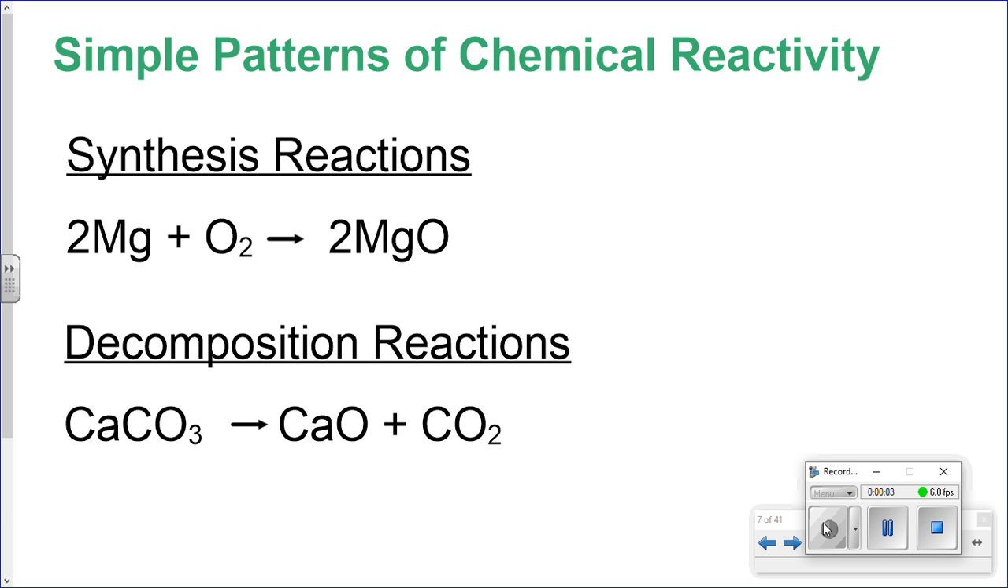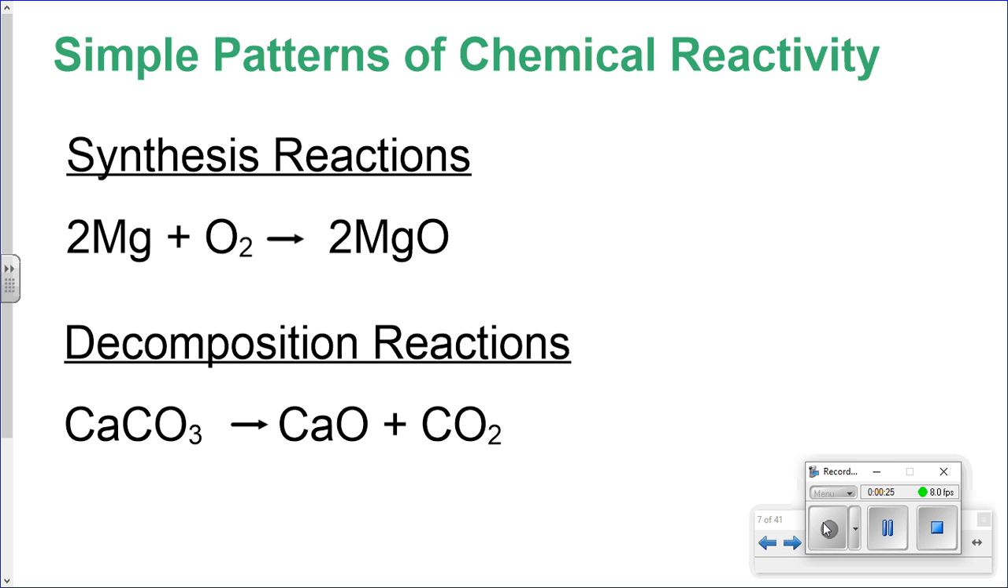Hello, everyone. I want to talk about predicting products of chemical reactions. In order to do that at this level, what I'd like to do is talk about the 5 different reaction types. Reactions can be broken down into 5 types. This is actually more like 3, but more on that later, okay? Anyway, you'll see 2 types of reactions right here. Again, there's 5 reaction types.